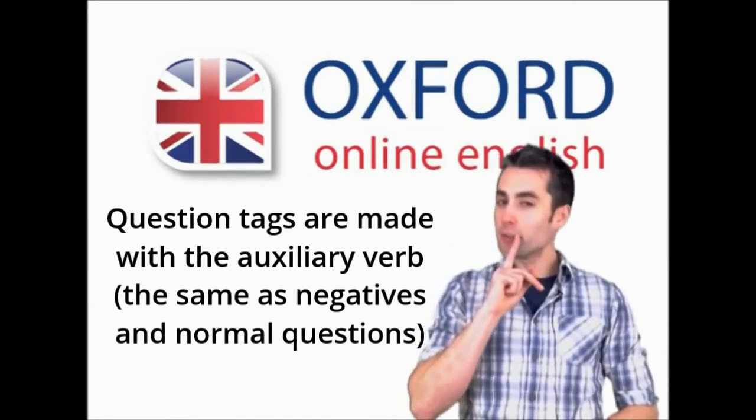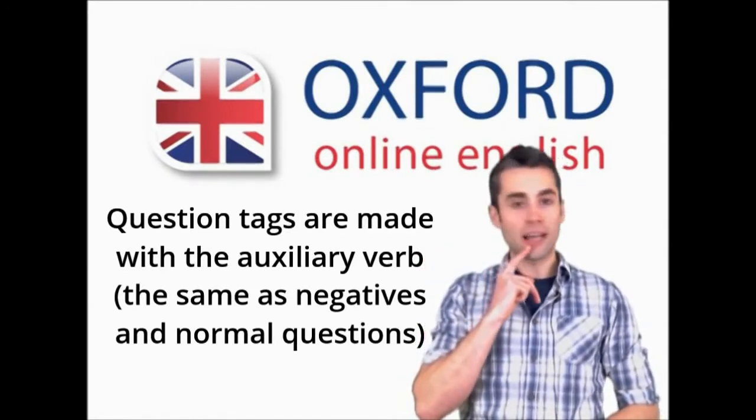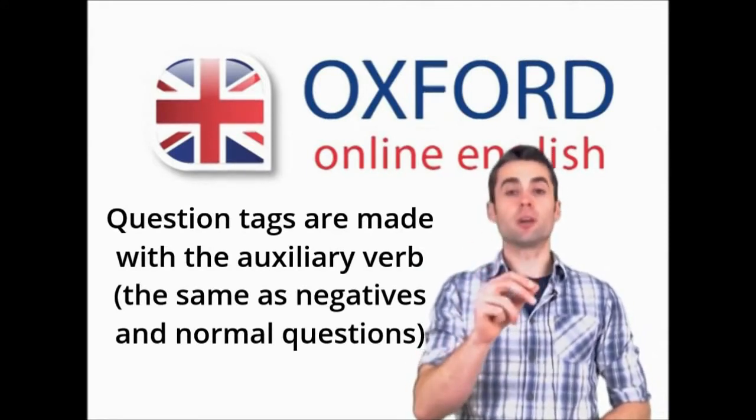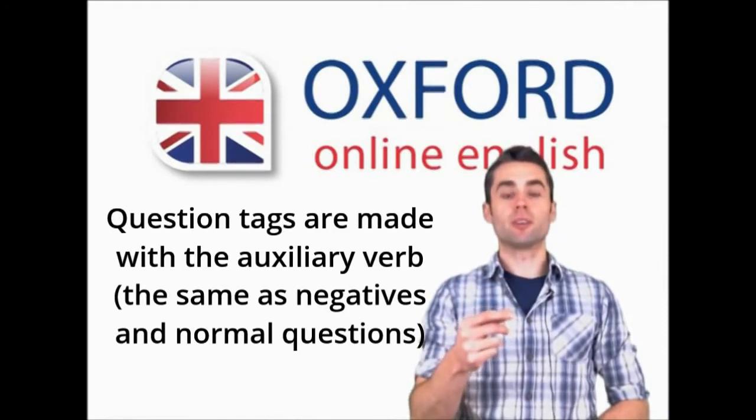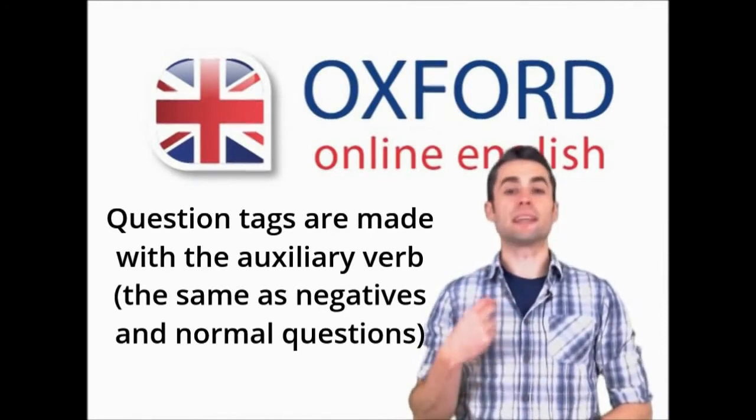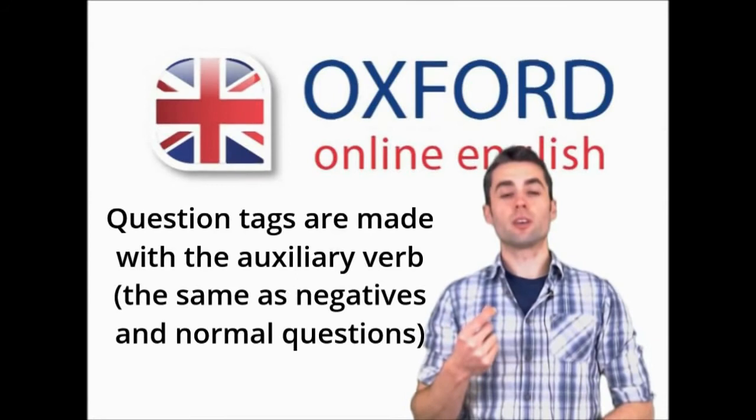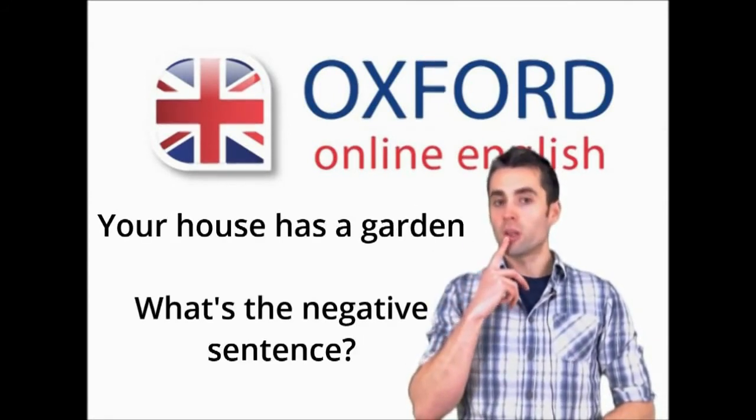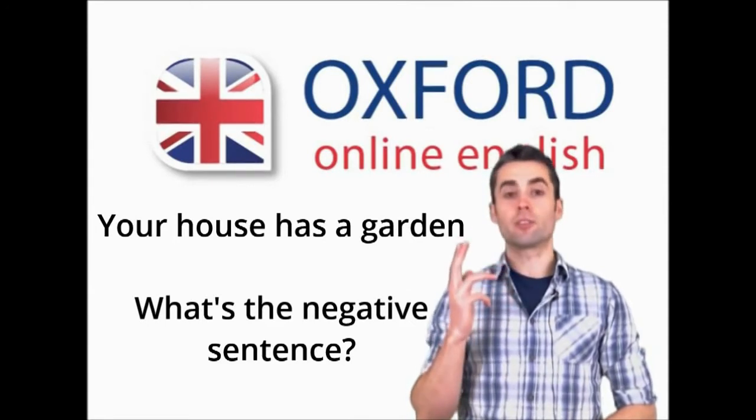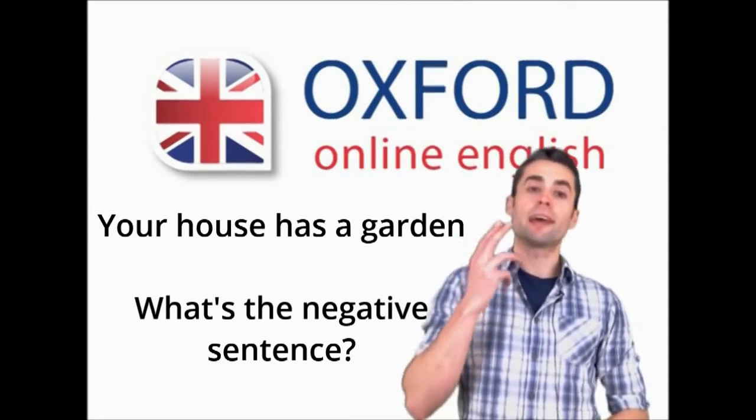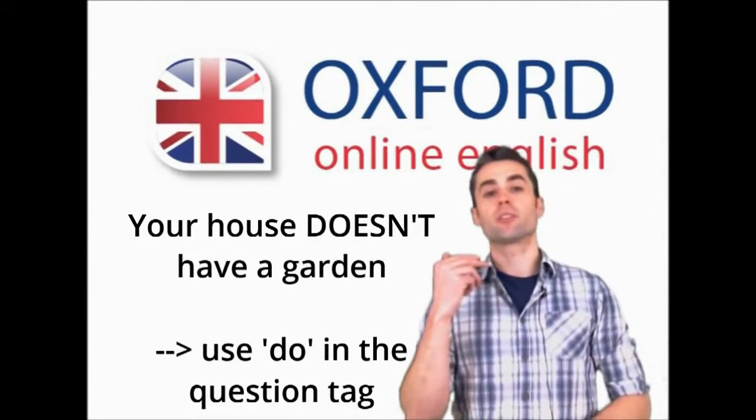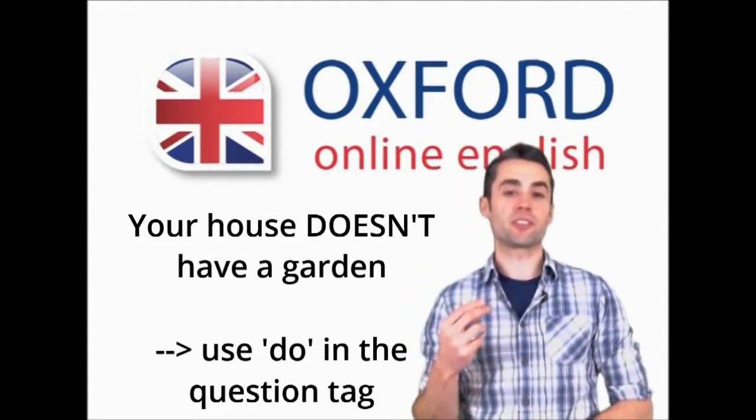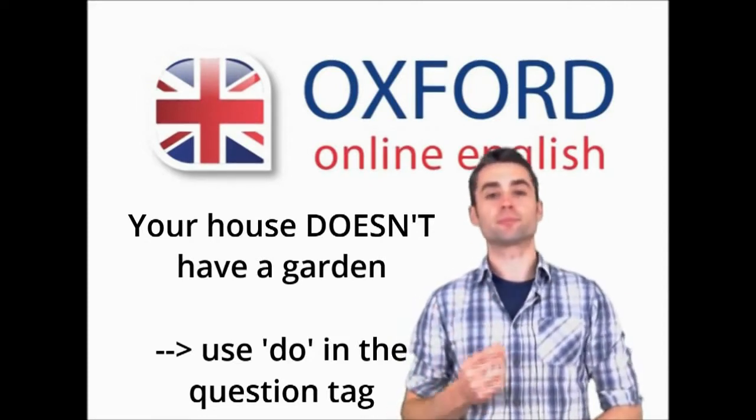Why do we say doesn't it and not hasn't it? It's because we don't use the main verb, we use the auxiliary verb. That's the verb you use to make negatives or questions. So your house has a garden. If you're not sure, think about the negative of this sentence. Your house has a garden. Your house doesn't have a garden. So the question tag will be with doesn't.